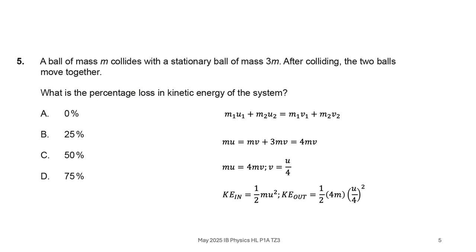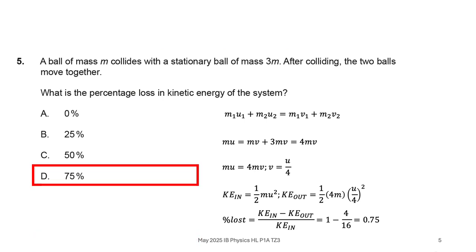We're then going to take the ratio of the loss. The percentage lost is going to be the difference divided by the initial value. If you put those numbers in, I've simplified it here, we get 1 minus 4 over 16, that's 0.25, which comes out as a 75% loss of kinetic energy in this system.